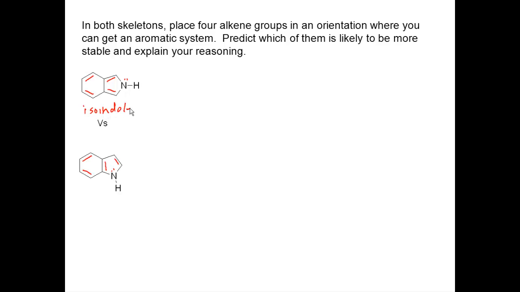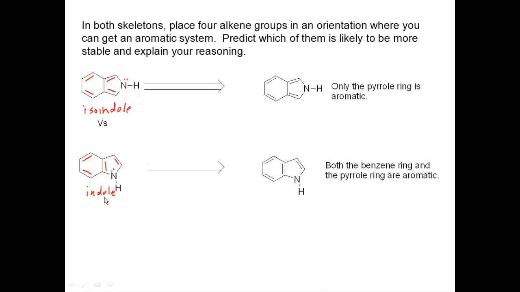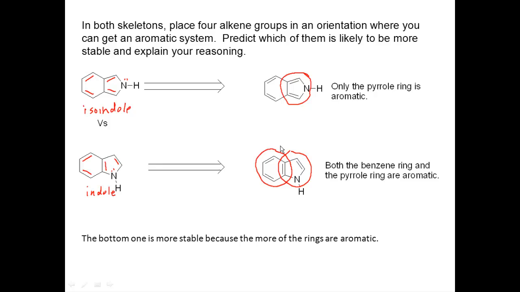Okay, and this is isoindole, and this ring system here is just called indole. It's a pyrrole fused to a benzene ring. Okay, so in isoindole, the only aromatic ring we have is the pyrrole ring, or we could say we have maybe a 10 pi electron system here, whereas here we actually have 2 aromatic rings, a pyrrole ring right there, and a benzene ring, the best aromatic ring of all right there. So indole is the more stable compound.